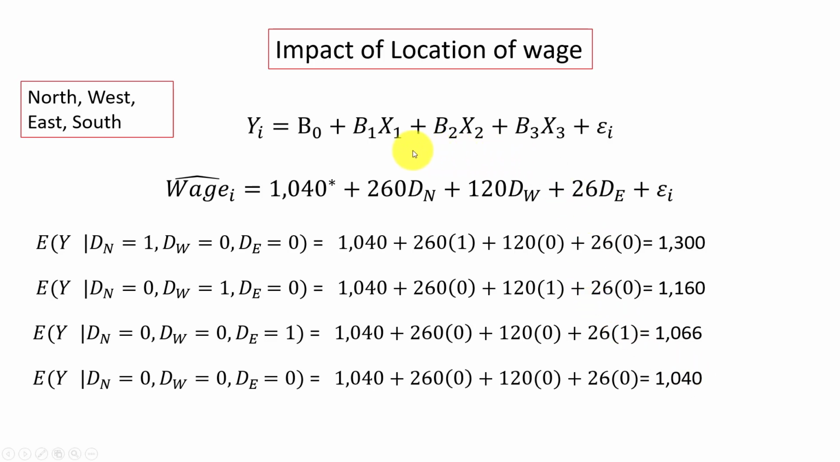Now let's move toward the dummy trap. What if we included 4 dummy variables, one dummy variable for each category? So instead of 3 dummy variables, which we have in this case, what if we had 4? What would happen if we include a dummy variable for each category, and we do not omit any category? Then there would be an issue which is called the dummy trap.